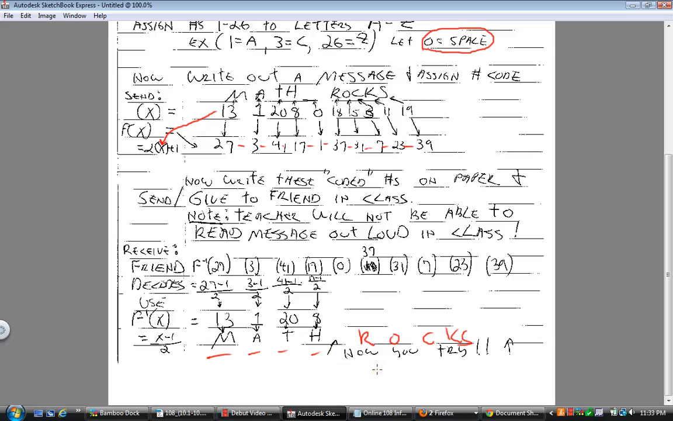Okay, that's all for now. Just thought I wanted to share that with everybody. Thought that was an interesting component of how one-to-one functions and inverse functions can be put to practical use.